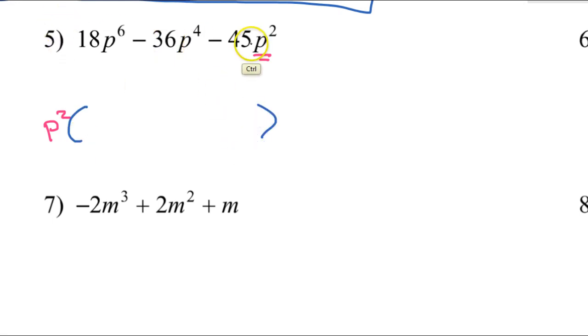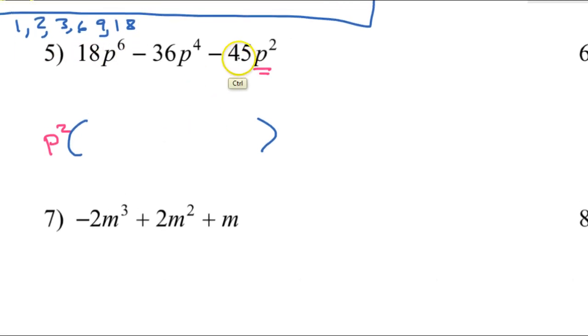Okay, 18, 36, 45. They are all divisible by 9. By the way, this can be really tough if you don't know your multiplication facts. Some of you guys never learned, for example, that 45 is 9 times 5. If you know your multiplication facts, then when you look at 18, you're thinking, okay, that's 2 times 9, 3 times 6, 1 times 18. You're seeing all of these numbers go into 18.